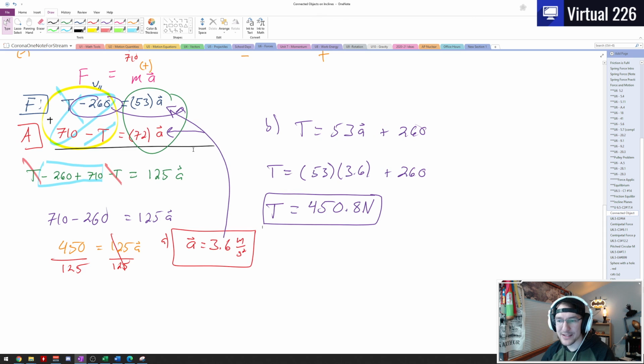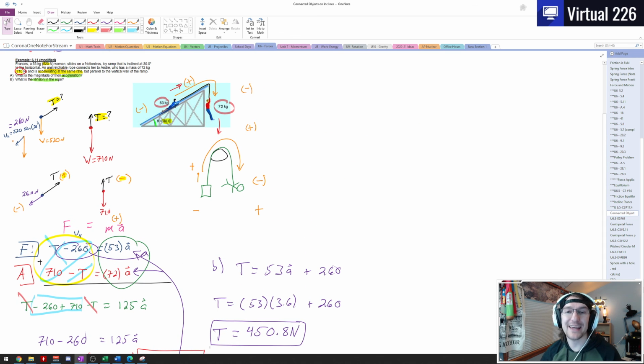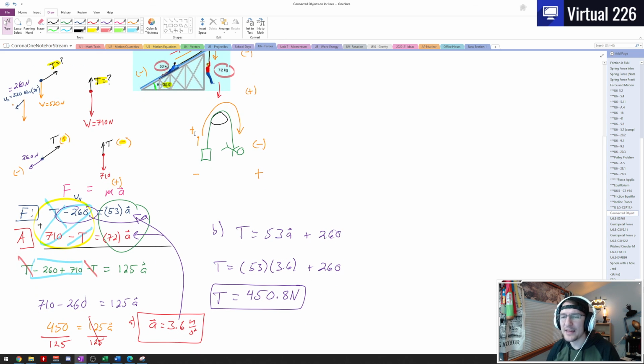So nothing we haven't done, but this time we had one slight change. We had a person on an incline plane, and we had to remember that we needed to use the weight parallel to the plane to pull them back down. And that's the sine of theta component, because sine of theta acts down the plane.